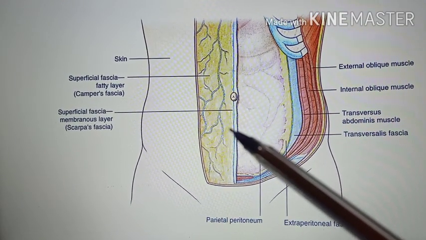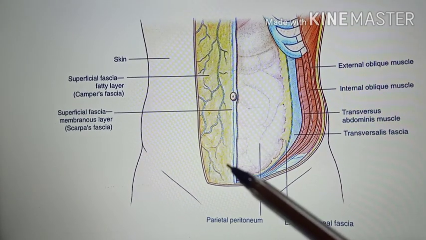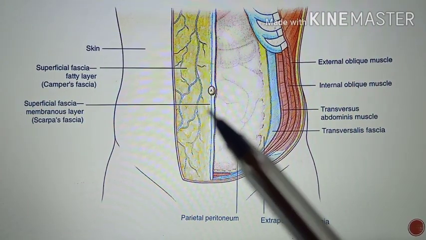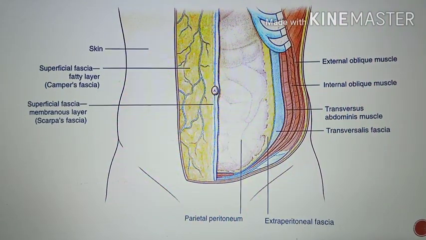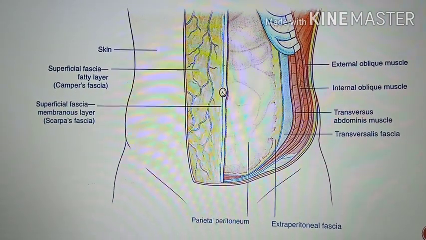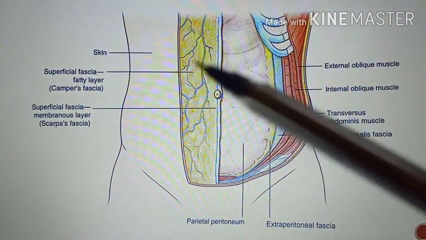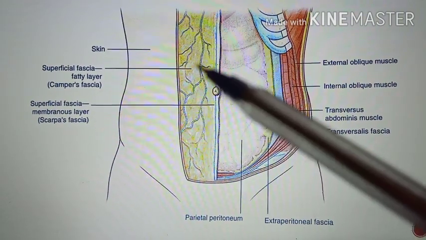This is Scarpa's fascia, the membranous layer. So Camper's fascia and Scarpa's fascia are seen below the umbilicus. In between both the layers, that is between Camper's fascia and Scarpa's fascia, you will have blood vessels and nerves. Now coming to this Camper's fascia, this entire thing what you can see is the fatty layer, or Camper's fascia.